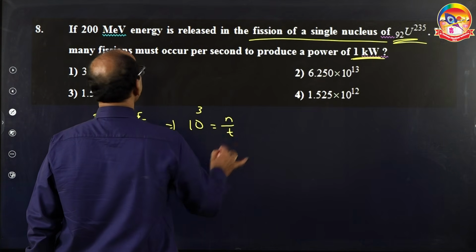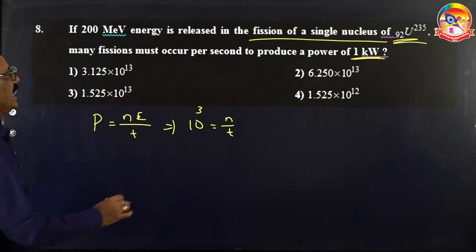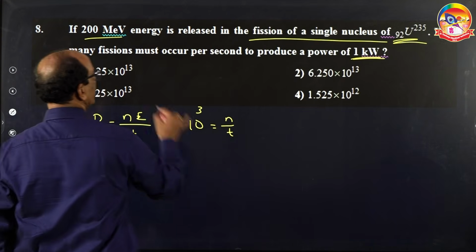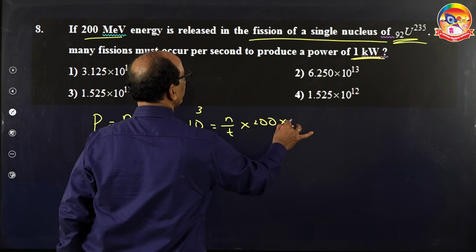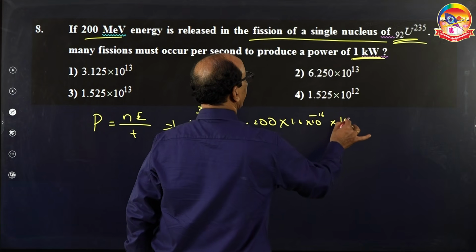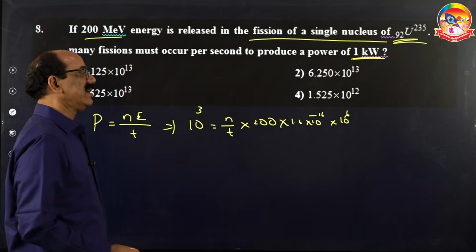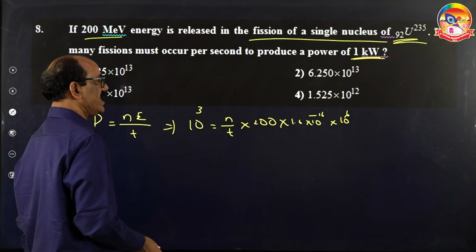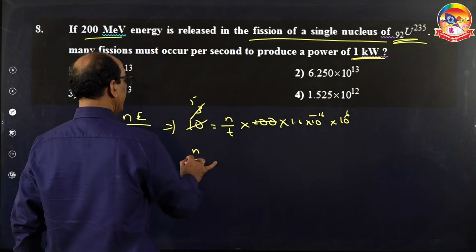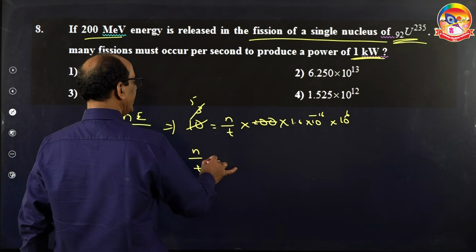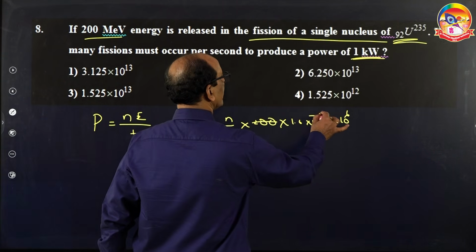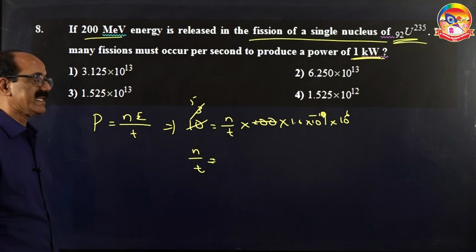So, we want to find the number of fissions per second, N by T, and the energy released in each fission is given to be 200 million electron volt, that is 200 times 1.6 into 10 power minus 16. I am using that, not writing million electron volt as this, for convenience. So the 200 gets cancelled 5 times. So N by T is equal to 1 by 1.6 into 10 power minus 19.